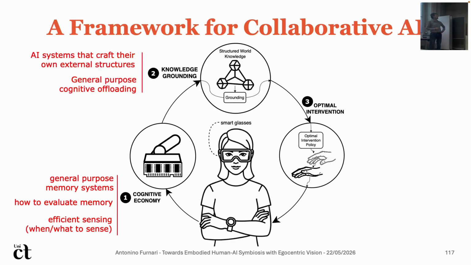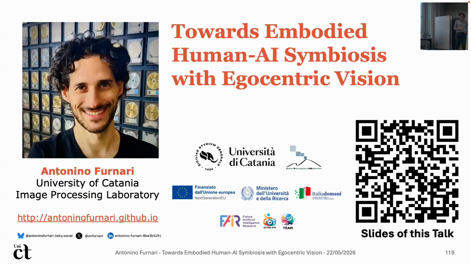And also for knowledge grounding, how do we create systems that craft their own representation? Like rather than something static, let's imagine an AI system that creates a representation that is useful for it. And how do we perform general purpose cognitive offloading, which is not directly tied to the task? Or how do we learn when to intervene beyond understanding mistakes? And how do we evaluate whether the help that we're giving to the user is actually useful help or not? I think these are challenging and interesting questions, and I'm looking forward to seeing what the community is doing with that. And with that, I thank you for your attention and am happy to answer questions.